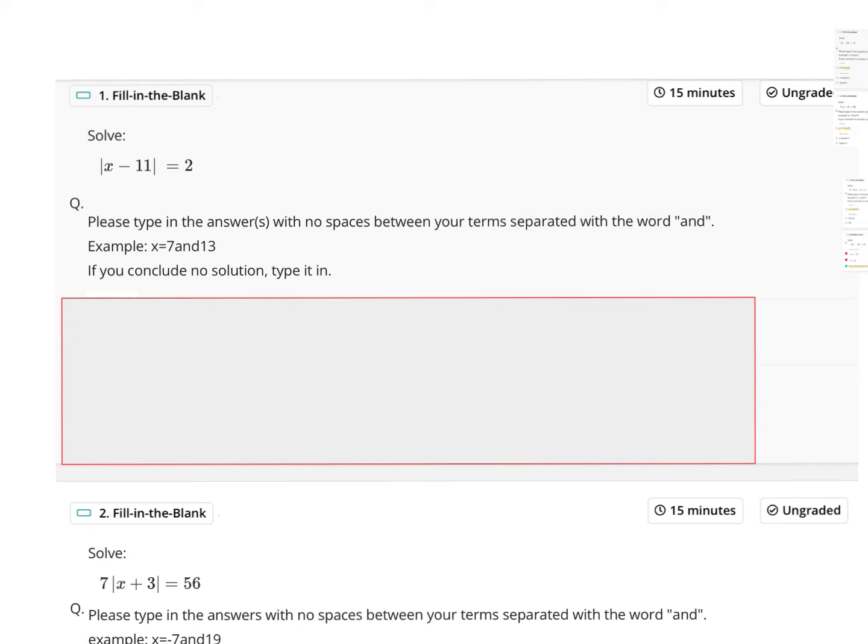Okay, so let's say your answers are 7 and 13, and in this case it's an x. You're going to put x equals 7 and no space between the terms 13. If you conclude no solution, just type in no solution. So let's jump right in and do number 1. I am going to do it over here on the side.